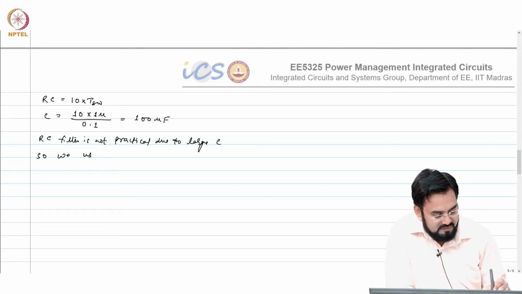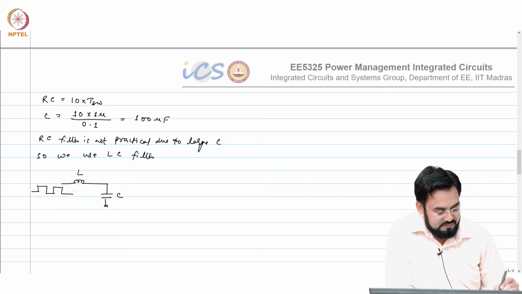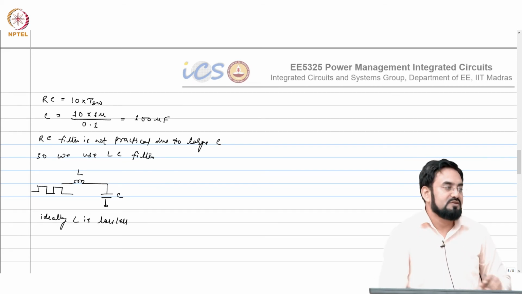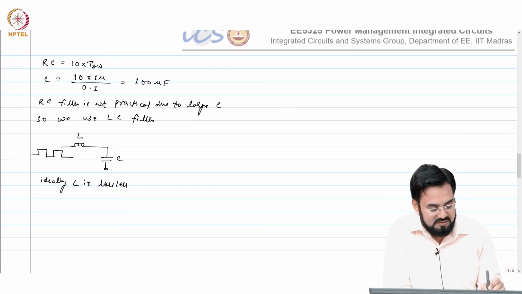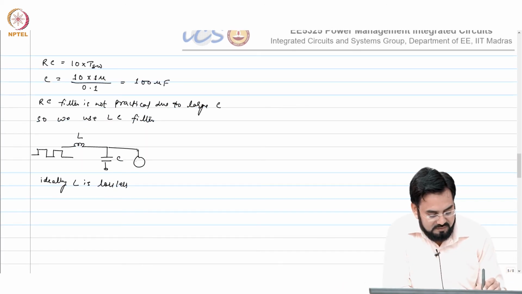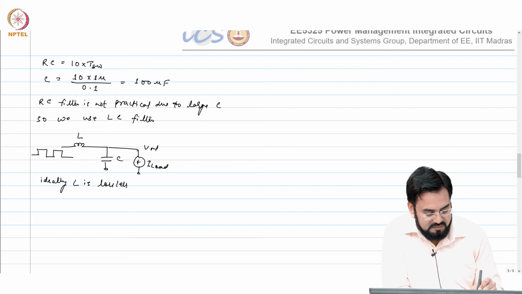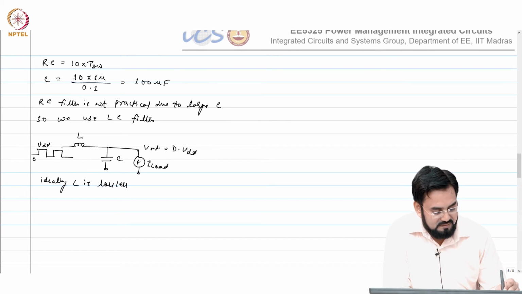So we use an LC filter. Ideally L is lossless, so you will not drop anything when you draw the load I load, so V out equals D times VDD. Okay.